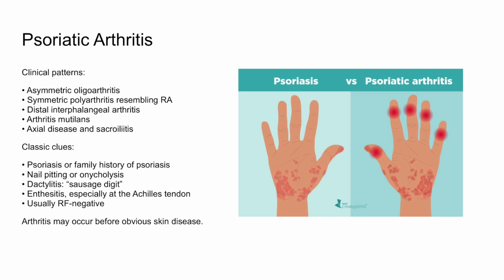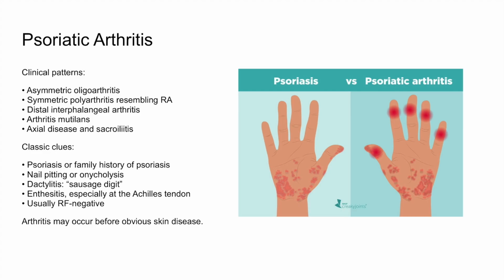All right, so psoriatic arthritis can present in several patterns, including asymmetric oligoarthritis, symmetric polyarthritis resembling rheumatoid arthritis, distal interphalangeal joint disease, axial disease, or the severely destructive arthritis mutilans pattern. So helpful clues include current psoriasis, a family history of psoriasis, nail pitting, or onycholysis, which is nail separation, enthesitis, and dactylitis producing a swollen sausage digit.